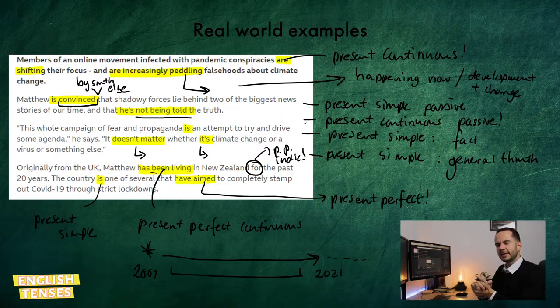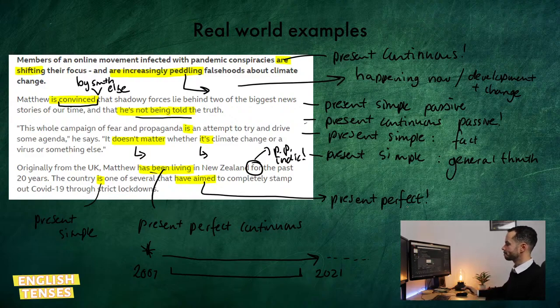Would you use have been aiming? No, but that's also because of the meaning of the word, I think. If you would say they have been aiming to completely stamp out, then it's kind of like they haven't really done it yet, right? That's also the meaning of the word aim. And if you would say, well, I'm aiming to do something, it's kind of a chunk to aim to do something. In continuous form, it means that you haven't done it yet, that you're still aiming and trying to do it. But they've tried. And whether they were successful or not depends, of course, on the context. But, you know, they've tried and they're still trying to do that, right? They're still trying to stamp out COVID-19 through strict lockdowns.